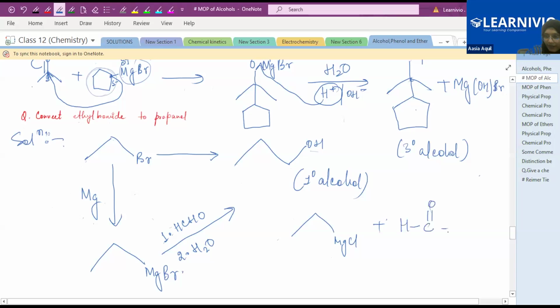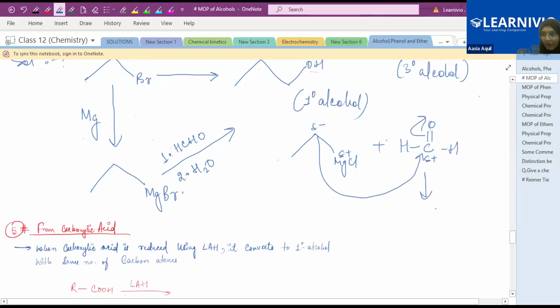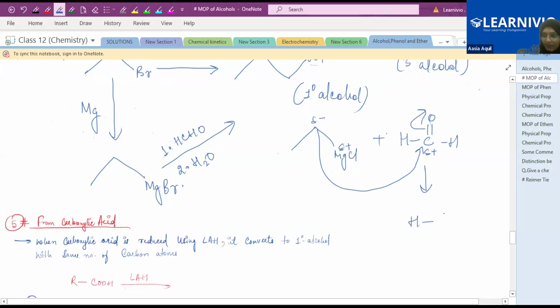This is formaldehyde. Again, this will have the partial negative charge, and this carbon will have the partial positive charge, right? So this carbon will get attached to this one, and this one will shift over here. So you will get H, this is oxygen minus, and here MgCl will get attached, and 1, 2 carbon, so CH2 and CH3.